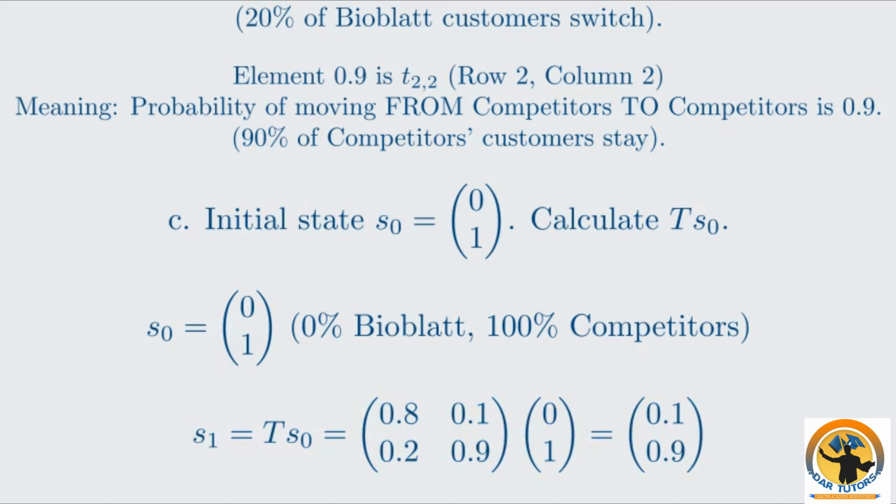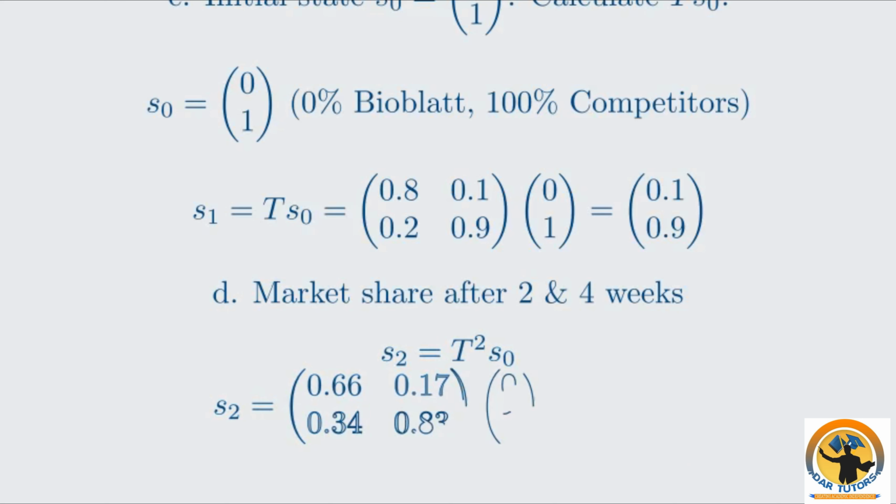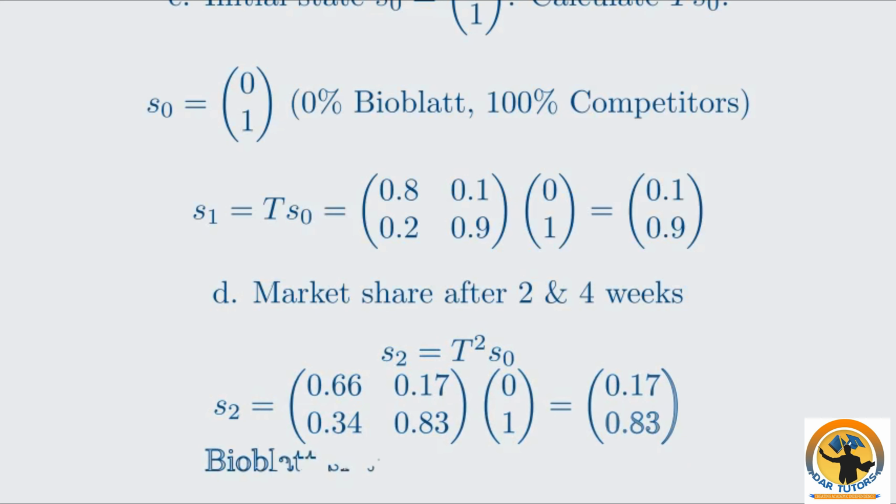Part D asks for BioBlat's market share after 2 and 4 weeks. After 2 weeks, we find S_2. We can either calculate T times S_1 or T squared times S_0. Let's do the latter. T squared is [0.66, 0.17; 0.34, 0.83]. Multiplying by S_0 gives [0.17, 0.83]. So after 2 weeks, BioBlat's share is 17%.